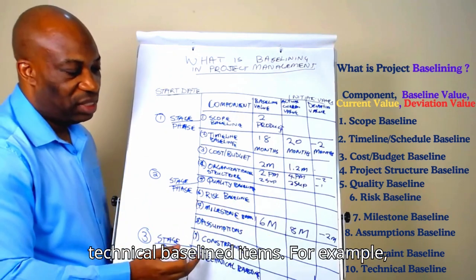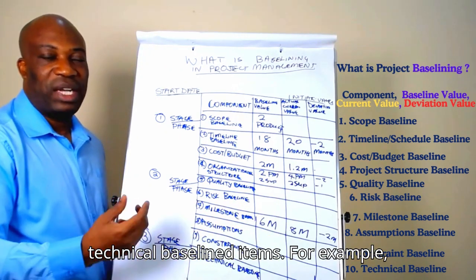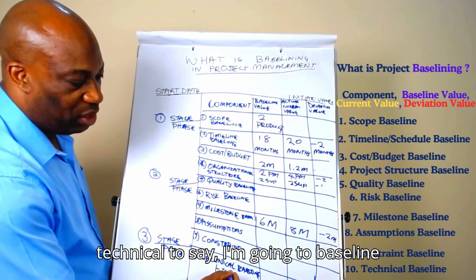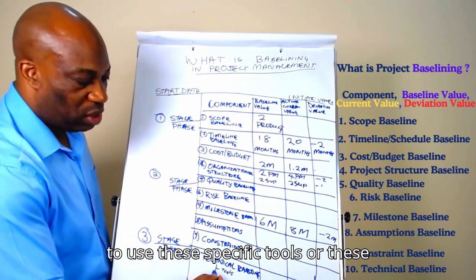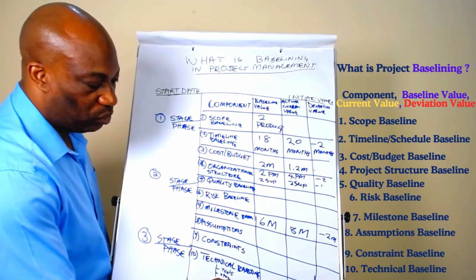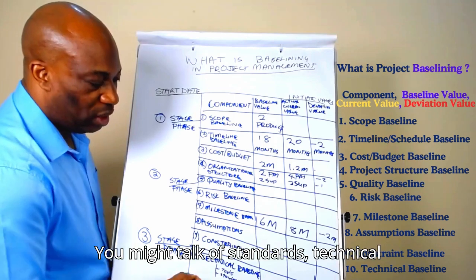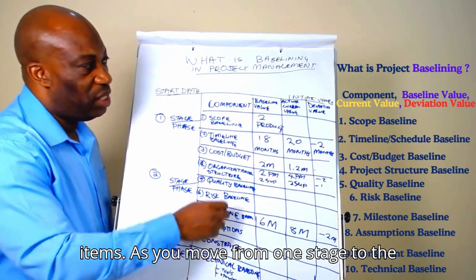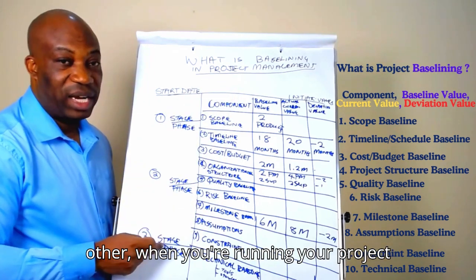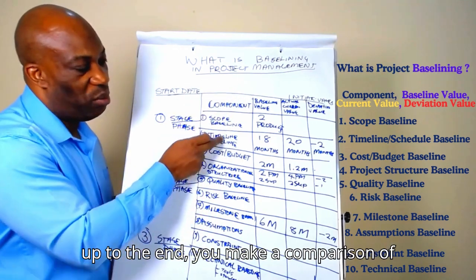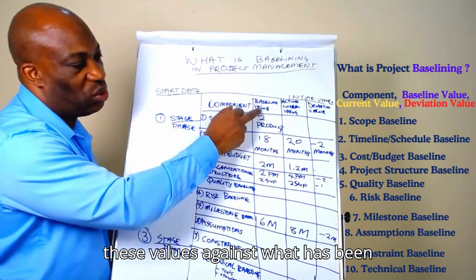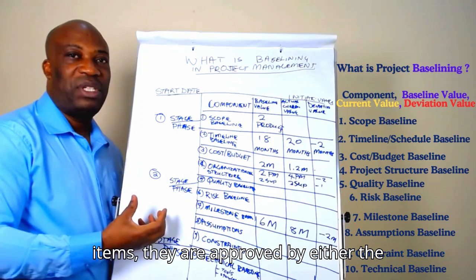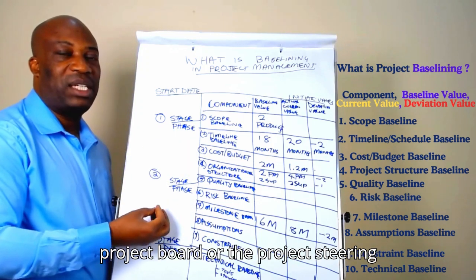You can also have the technical baseline items. For example, you can talk of tools. You can say, I'm going to baseline to use these specific tools or these specific standards, for example. You might talk of standards, technical standards. So you also baseline these items. As you move from one stage to the other, when you're running your project up to the end, you make a comparison of these values against what has been baselined. In most cases, baselined items are approved by either the project board or the project steering committee.